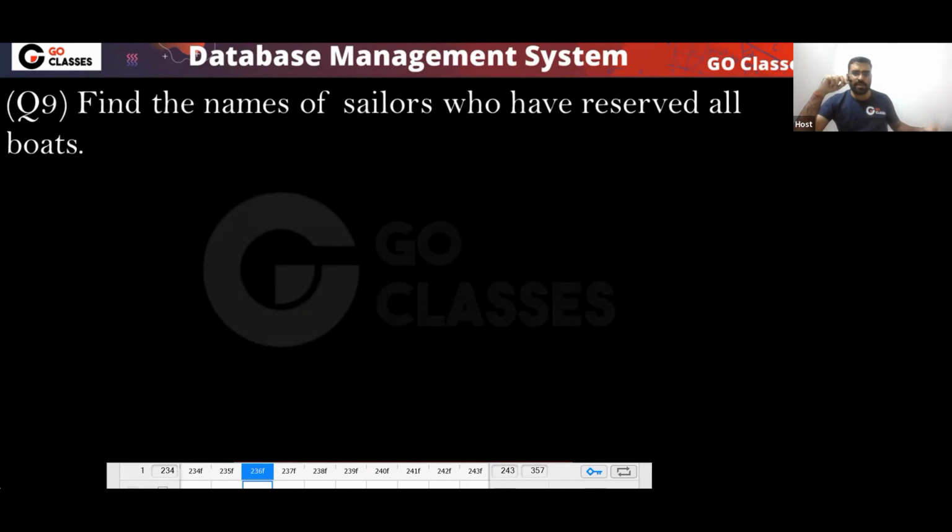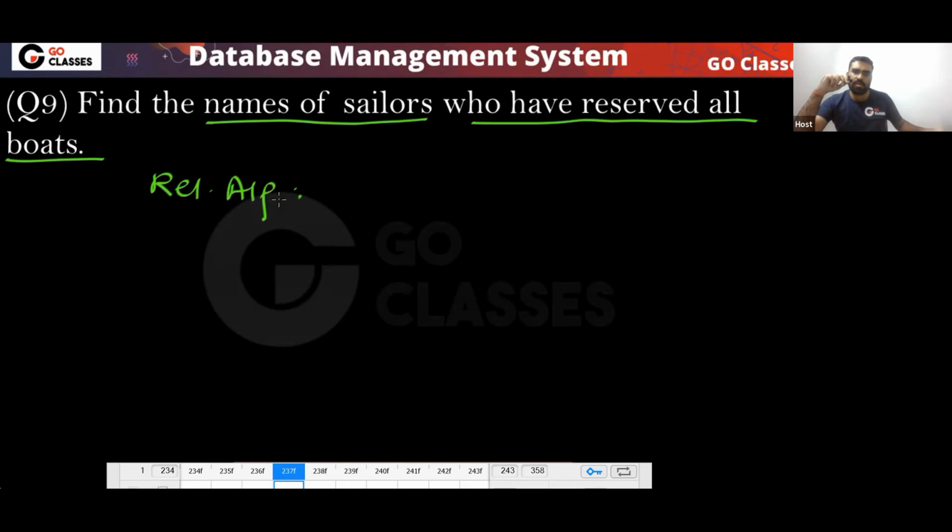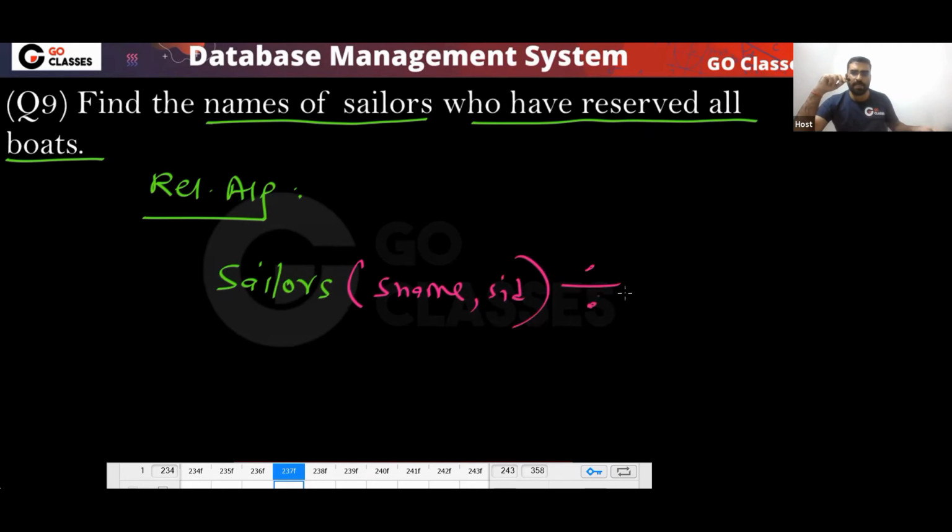In relational algebra, what will you write? You will write this: from the sellers, you will find S name, SID, divided by reserves. Here you will find SID. Correct? Yes or no?